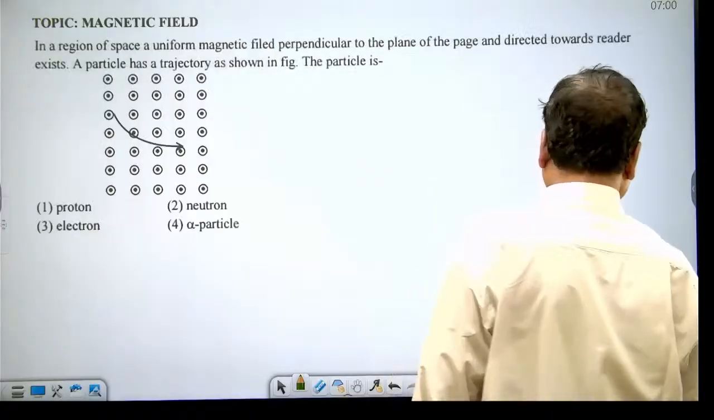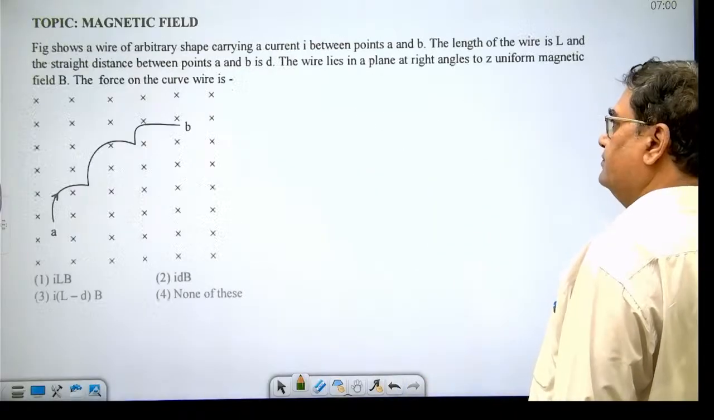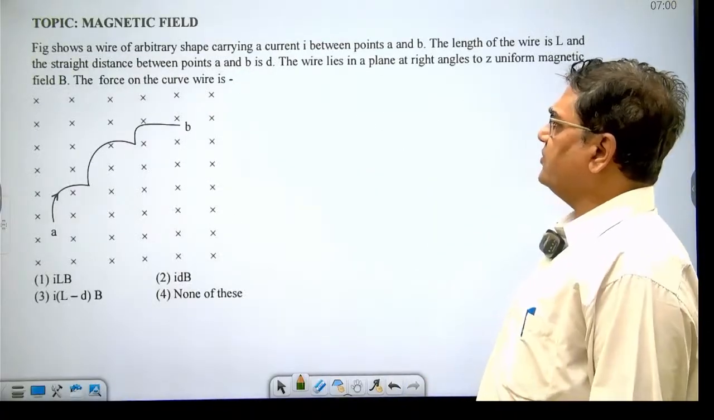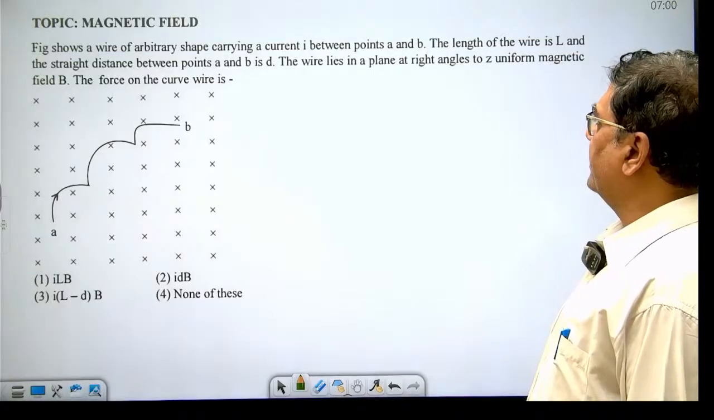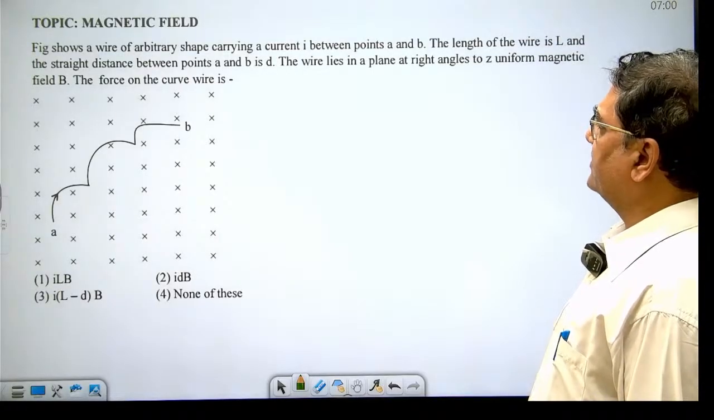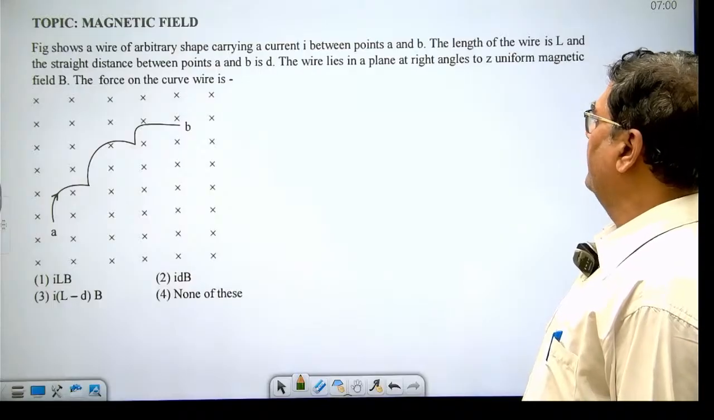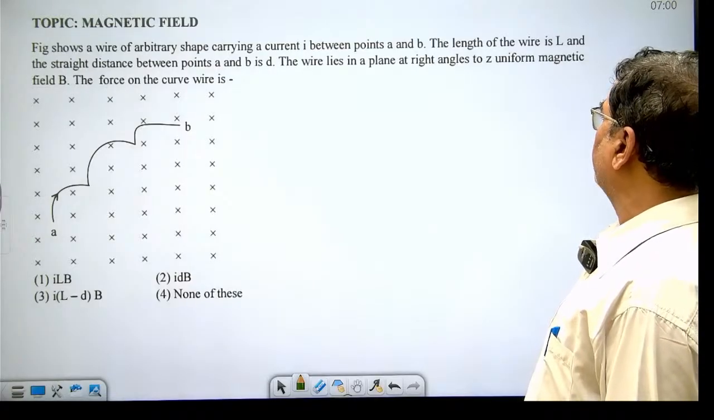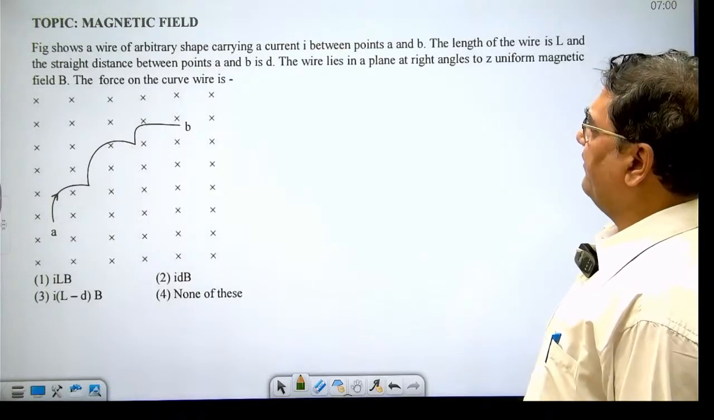Option 4 is the correct answer. The figure shows a wire of arbitrary shape carrying a current I between points A and B. The length of the wire is L and the straight distance between points A and B is d. The wire lies in a plane at right angles to a uniform magnetic field B.